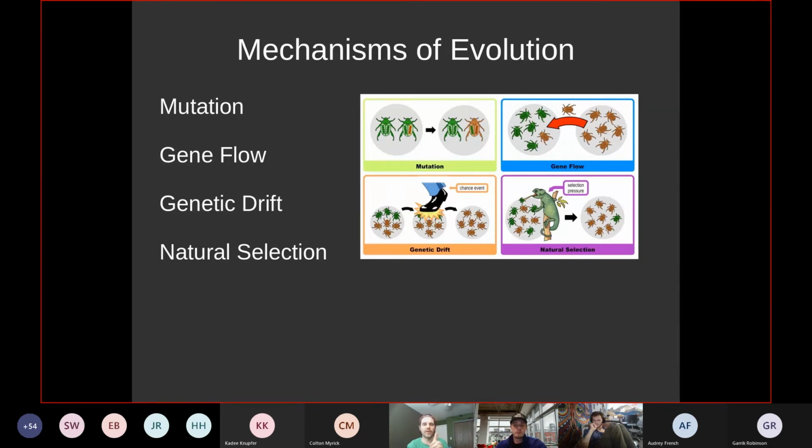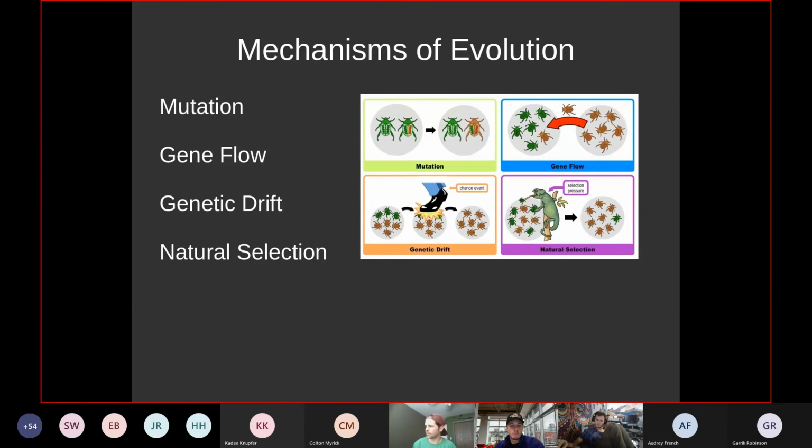Now, all of these have something in common, that they are populations. Evolution does not work on individuals, it works on populations. And how do we define evolution? The book gave a literal definition of evolution. Isn't it just the change in allele frequencies? Yep, it's the change in allele frequencies in a population over time.